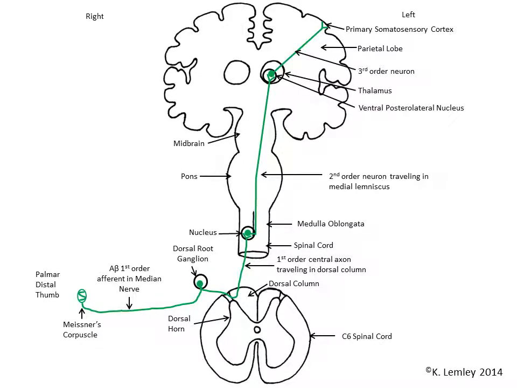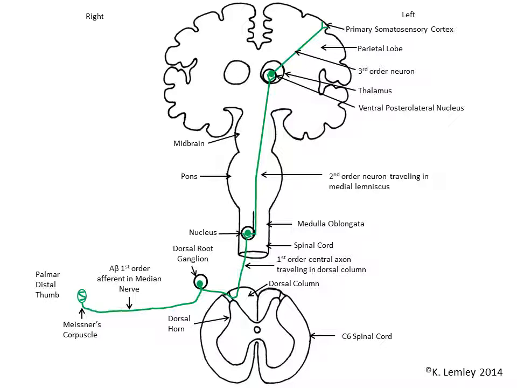I've chosen the palmar aspect of the distal thumb. I again decided to use a Meissner's corpuscle. We have an A beta first order afferent. My cutaneous innervation tells me that that is traveling in the median nerve. I've got the cell body in the dorsal root ganglion.